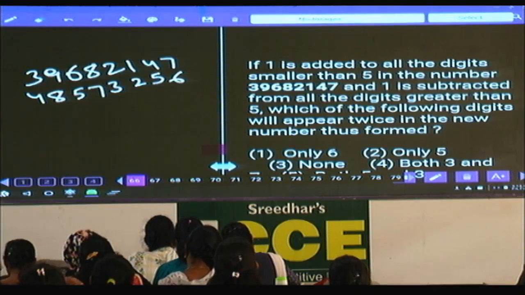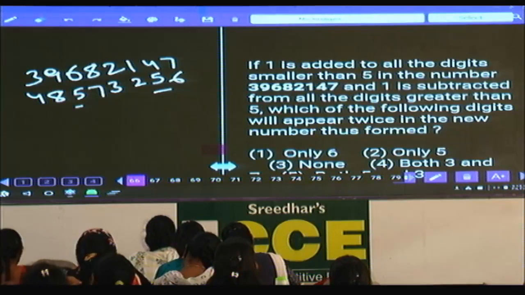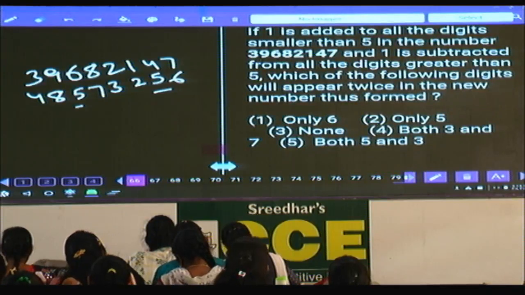Now the question is, which digit repeats twice? 5 is repeated twice, only 5, that is choice 2.